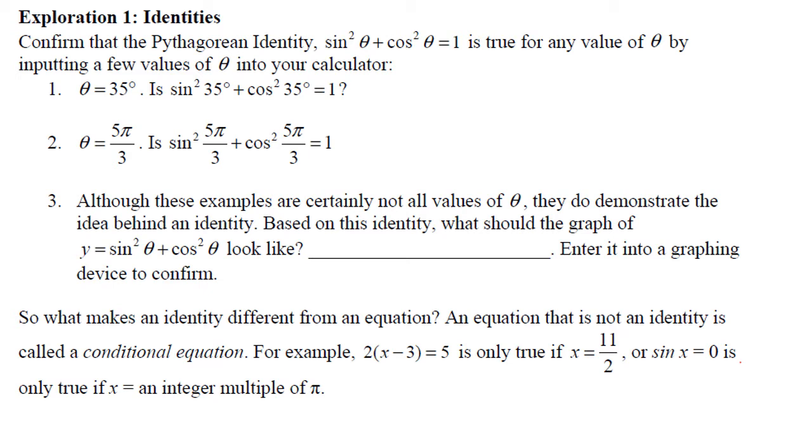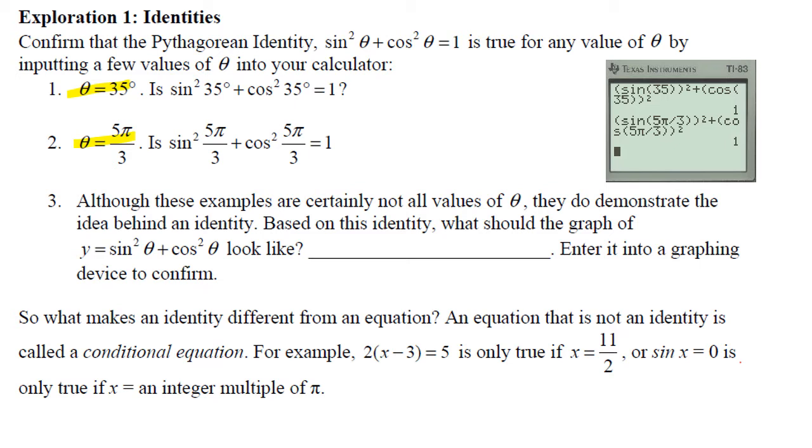So for example, if you type in theta, make sure your calculator is in degree mode. If I put theta equals 35 degrees into the Pythagorean identity, do I get 1? And if I put theta in as 5 pi over 3 into the identity, do I get 1? The answer is yes. Please be mindful of when you're squaring. Notice how I had to put parentheses around my sine and then square. That's the only way you can represent sine squared in the calculator. So make sure you put a parenthesis at the beginning, a parenthesis at the end, and then your square. That's how you would input sine squared or cosine squared.